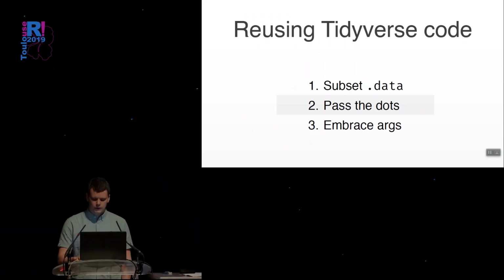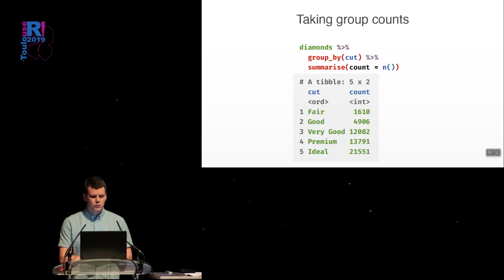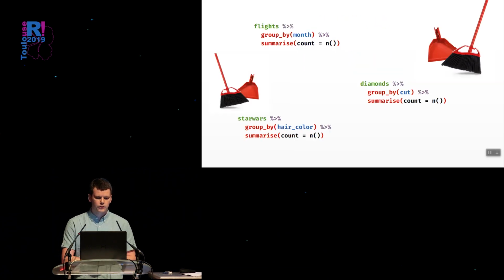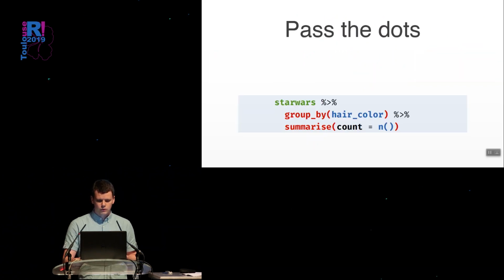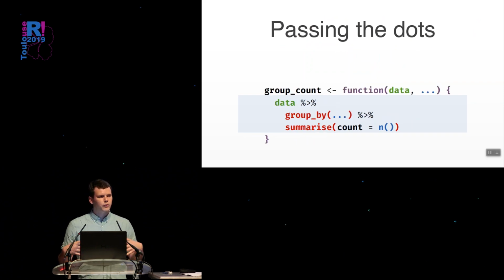The second way is to pass the dots. So here we have this group by call, and we are going to take the number of rows within each level. And so we get this data frame of counts for each level. And we have repetition in our code, and we'd like to create a function. So one very easy way is to take your pipeline, wrap a function around it, take dots, and you pass the dots to group by. That's all it takes.